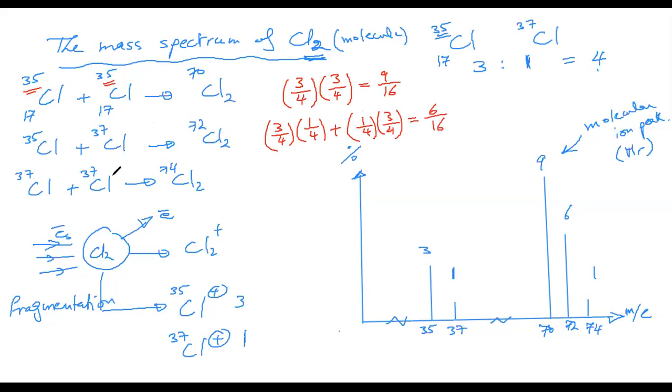Now, for the third probability, both atoms or both isotopes are 37, and this means 1/4 times 1/4, and we get 1/16. So the ratio between chlorine 70 to chlorine 72 to chlorine 74 is 9:6:1, because all of them divided by 16, then it's going to be 9:6:1. This is the ratio that we get.